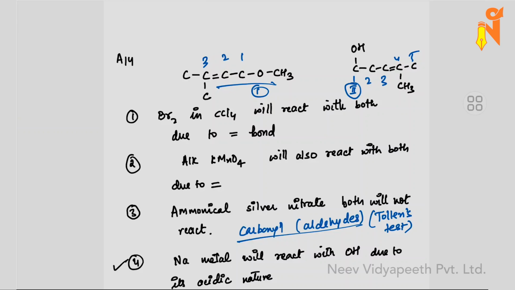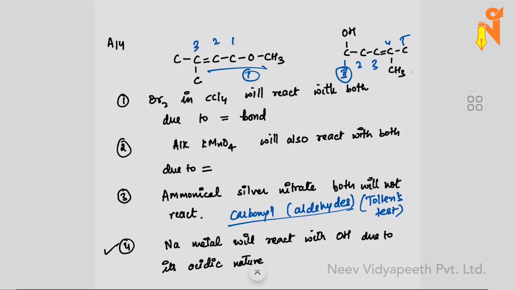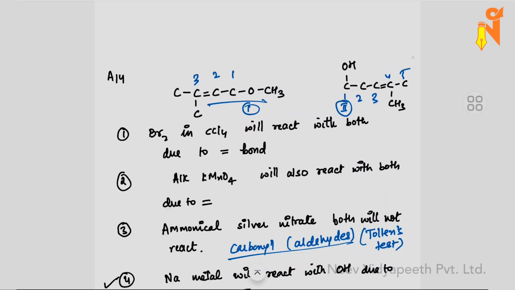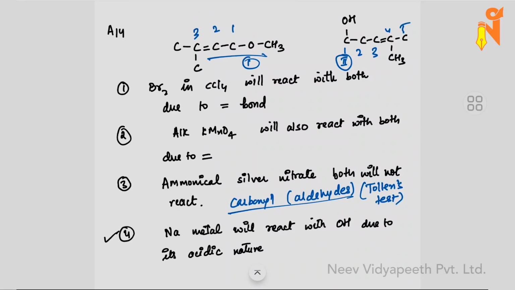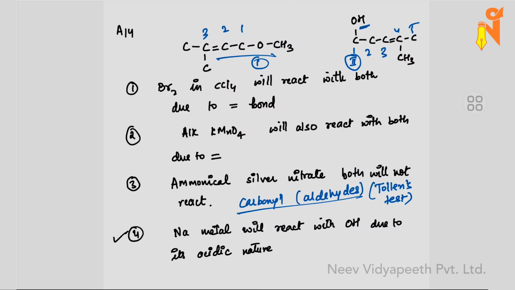Now, the last one is sodium metal. Sodium metal will react with the acidic hydrogen. So where is the acidic hydrogen we have? We have it here in the alcohol, and hence this compound will give the test, but the first one will not. So the fourth one will be the right answer.